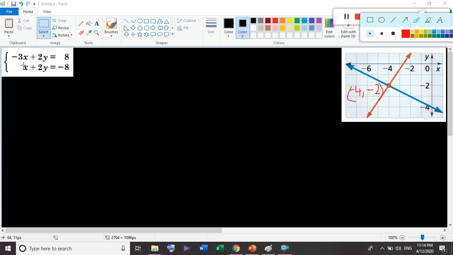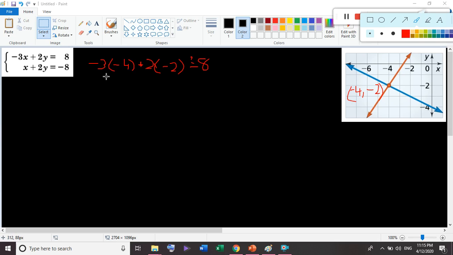Now we have to see if this is the solution or not, if the equations are true or not. We're going to substitute (-4, -2) in the first equation, and do the same for the second equation. So let's start substituting in the first equation. It's going to be -3 times x, which is -4, plus 2 times y, which is -2, equals 8. Is it equal to 8? This is the question.